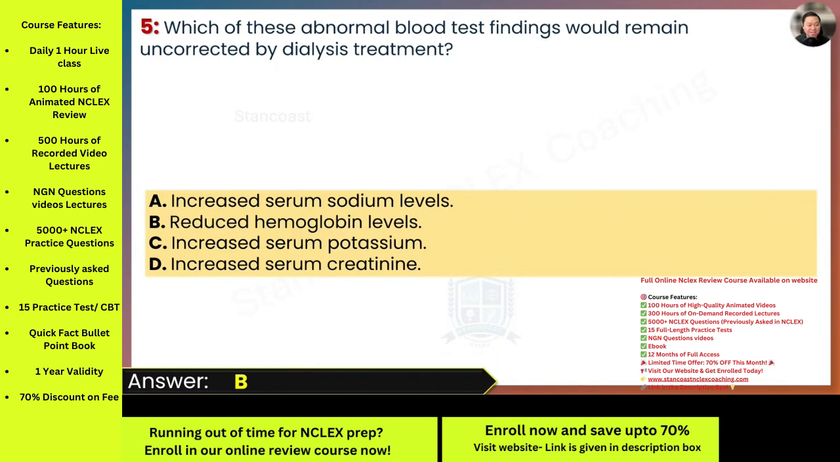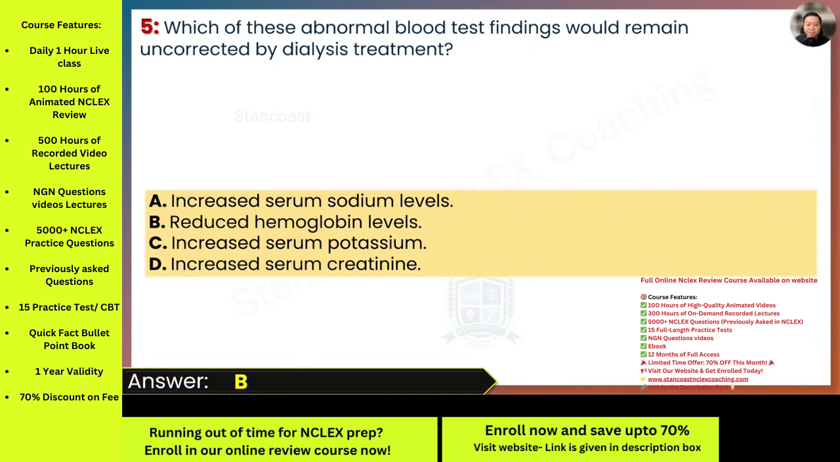Now, what about letter D? Increased serum creatinine. We know that this is the product of muscle metabolism, and healthy kidneys normally can filter this one out. But with a client that has renal failure, creatinine will start to build up in the blood, so dialysis is used to remove this byproduct. And while dialysis does not completely restore kidney function, it does significantly lower creatinine levels by removing it from the bloodstream.